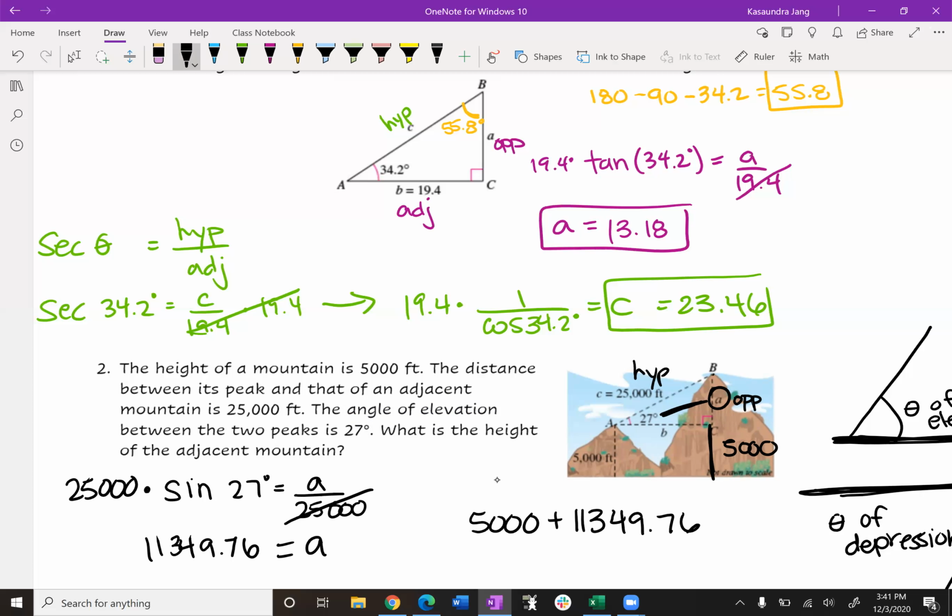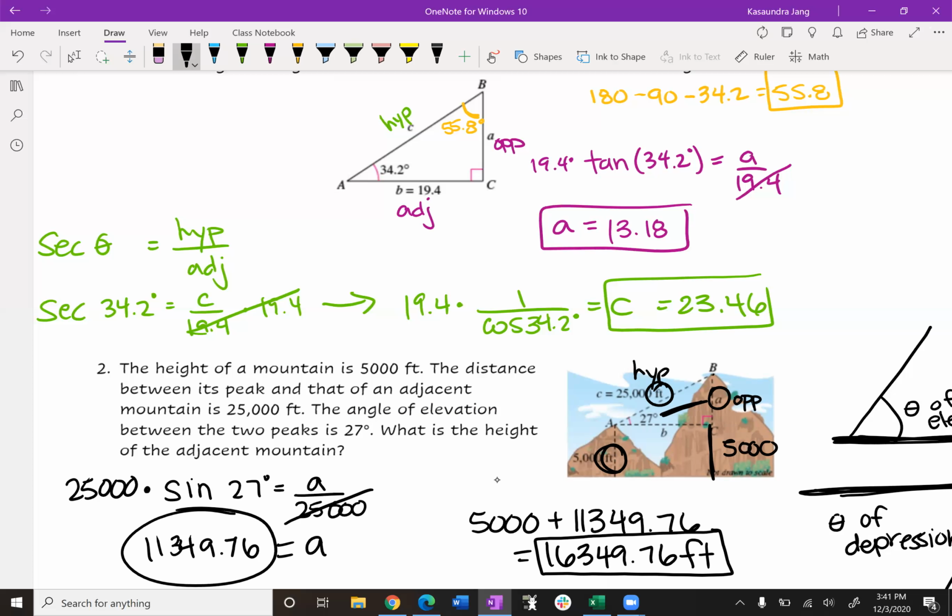So it looks like I got up to 16,349.76. And I think our units were in feet here. So that would be how tall the taller mountain is. If I stopped right here, I didn't get the entire height of the mountain. So make sure you add up both of those. We were going for this whole height.